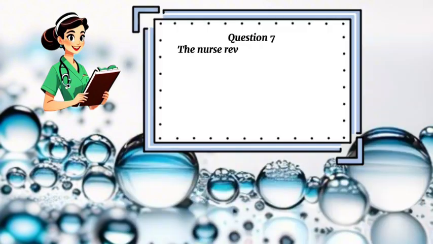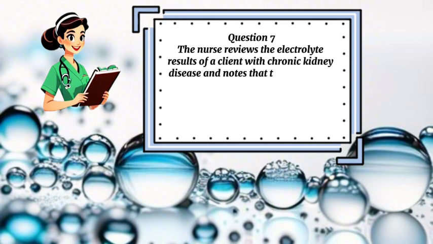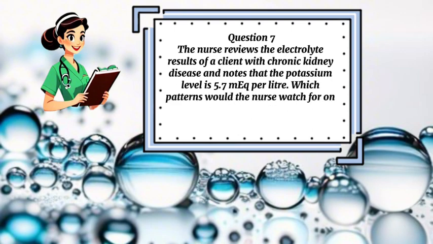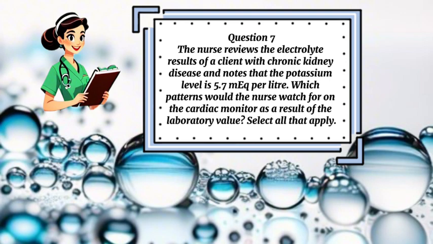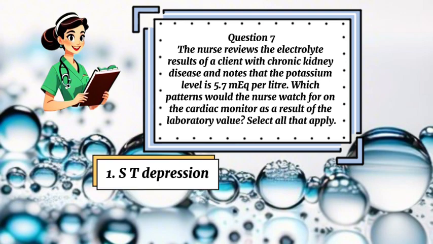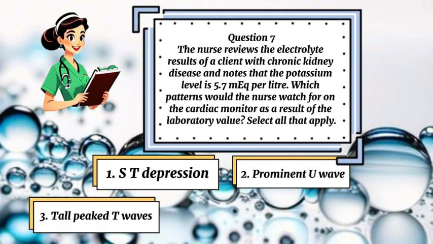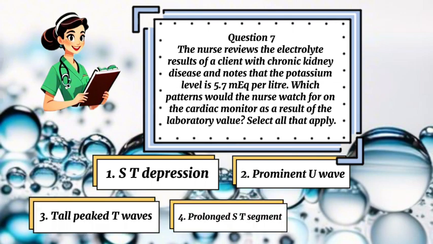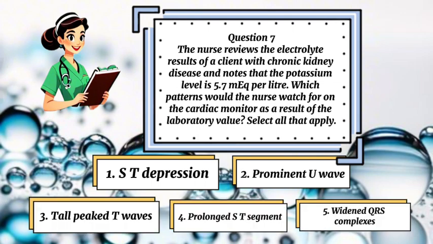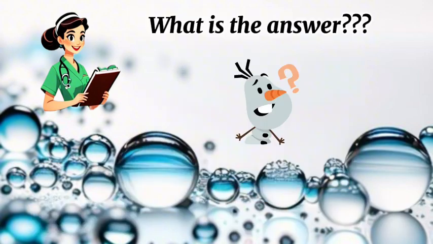Question 7. The nurse reviews the electrolyte results of a client with chronic kidney disease and notes that the potassium level is 5.7 mg per liter. Which patterns would the nurse watch for on the cardiac monitor as a result of the laboratory value? Select all that apply. 1. ST depression. 2. Prominent U wave. 3. Tall peaked T waves. 4. Prolonged ST segment. 5. Widened QRS complexes. What is the answer?